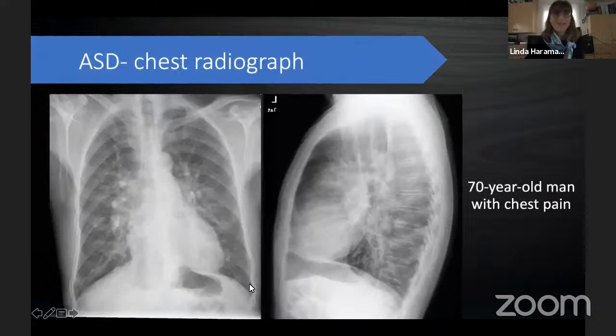So here we have a typical chest radiograph of a patient with an ASD. So this is an older gentleman, 70 years old. He doesn't have any known cardiac history, and he presented with chest pain. And he has a PA and lateral chest X-ray. And what we see on the radiograph is that the central pulmonary arteries are very dilated, but we also see markedly dilated peripheral arteries, and the arteries are sharp.